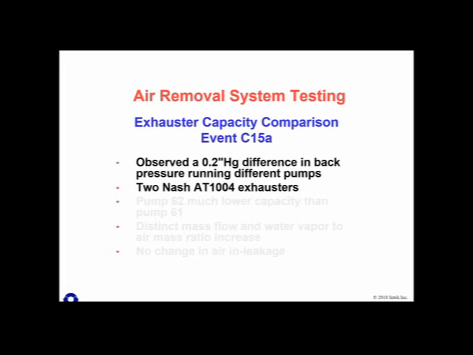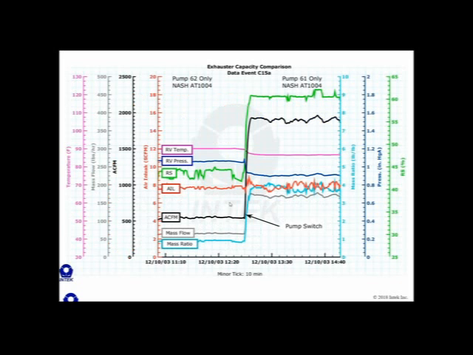This owner has 2 Nash AT1004s, and in this data, he has swapped the pumps. He has gone from pump 62 to pump 61, okay? And so what I'm asking you to do is just focus on those 2 diamond questions. And I'm asking you to go ahead and submit your answers into the question box. Number 1, is the mass ratio less than 3, yes or no?